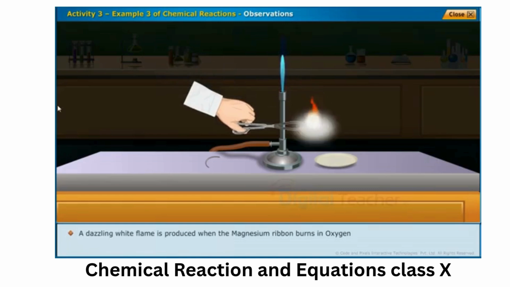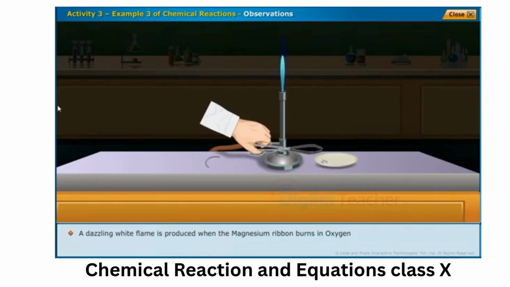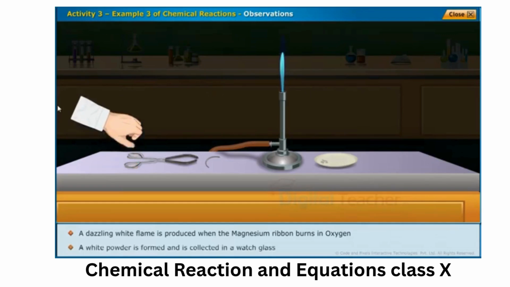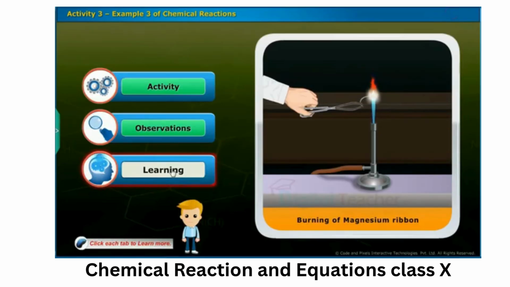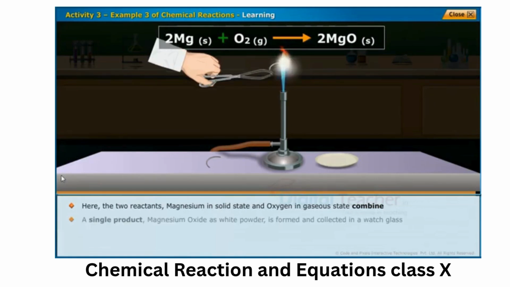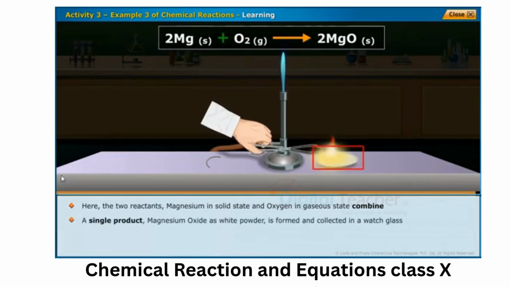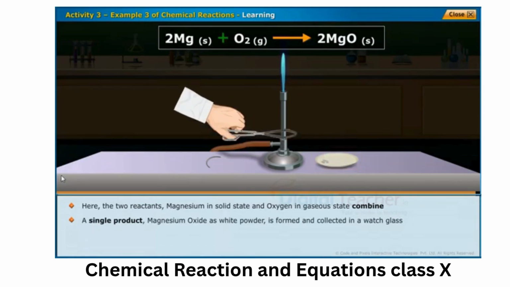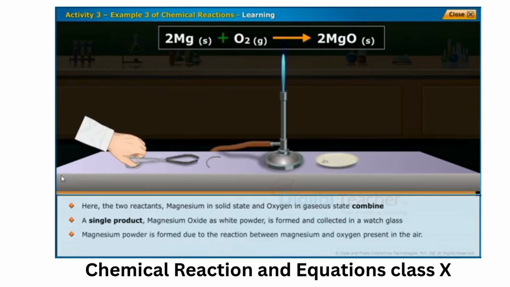A dazzling white flame is produced when the magnesium ribbon burns in oxygen. A white powder is formed and is collected in a watch glass. Here the two reactants, magnesium in solid state and oxygen in gaseous state, combine. A single product, magnesium oxide as white powder, is formed and collected in a watch glass. Magnesium oxide is formed due to the reaction between magnesium and oxygen present in the air.